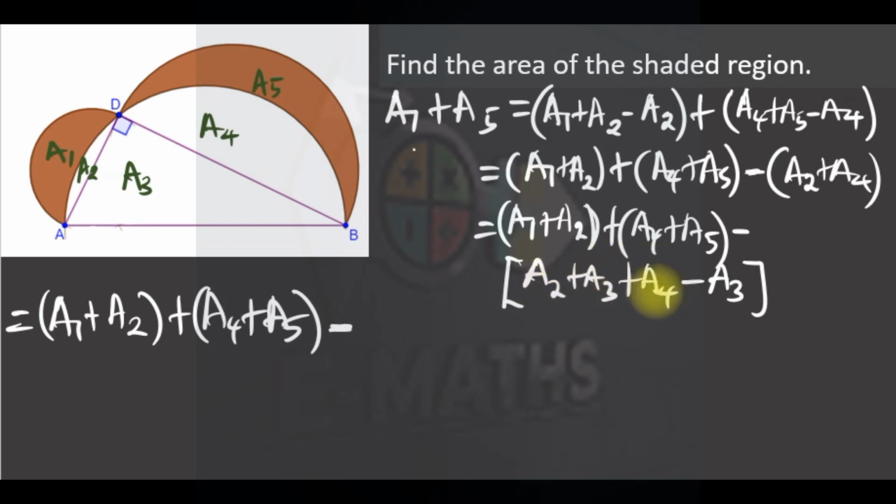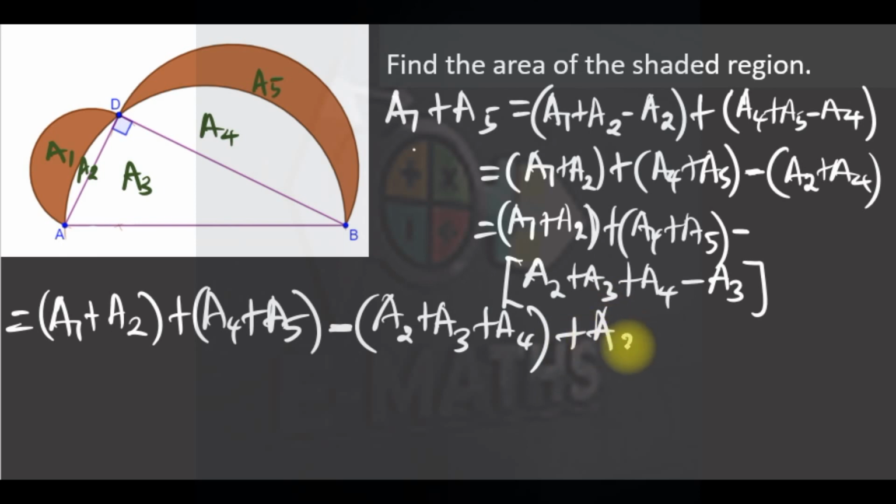minus A2 plus A3 plus A4. That's minus times this plus A3. Yes, we just open this bracket. Minus times all this is this minus this. Minus times that is now plus. So we can see that this means the area of the first semicircle. This means the area of the second semicircle, and this means the area of the third semicircle.